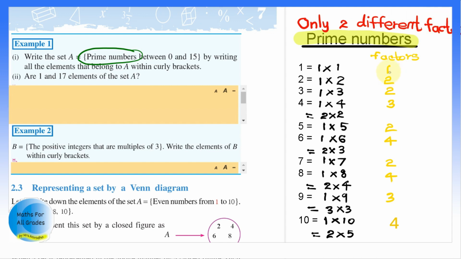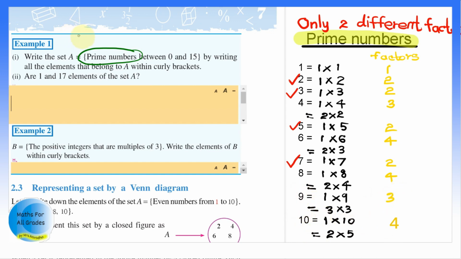Now look at here again. Number 1 has only 1 factor, so it's not a prime number. 2 and 3 have 2 different factors, so these are prime numbers. Number 4 has 3 different factors, so it's not. Number 5 has only 2 different factors, so it's a prime number. Number 6 has 4 factors. Number 8 has 4 factors, so these are not prime numbers, but number 7 is. Number 9 and 10 have more than 2 factors, so these are not prime numbers.